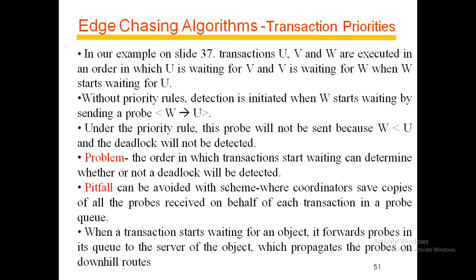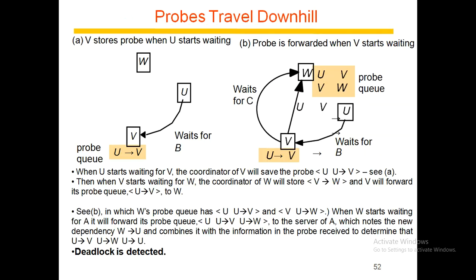The above pitfall can be avoided by using a scheme in which the coordinator saves a copy of all the probes received on behalf of each transaction in a probe queue. When a transaction starts waiting for an object, it forwards the probes in its queue to the server of the object, which propagates the probes on downhill routes.